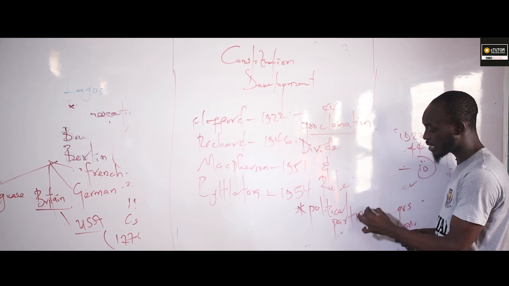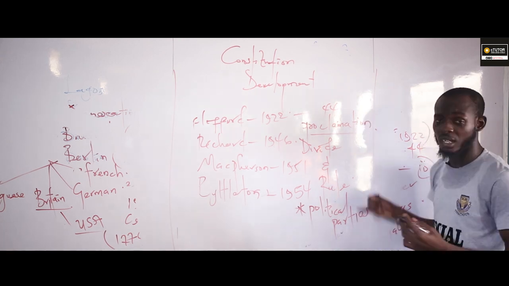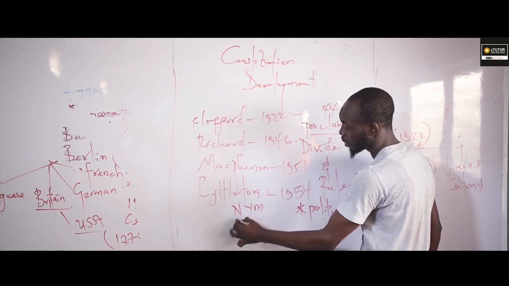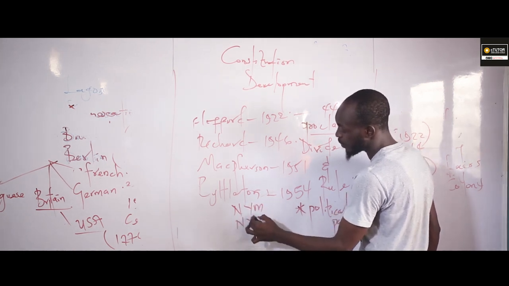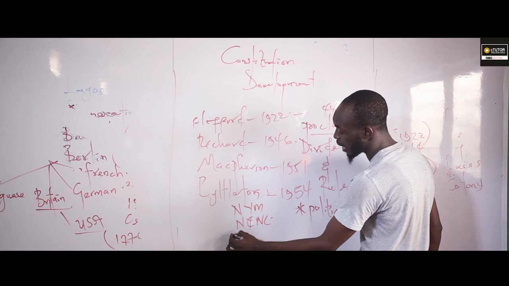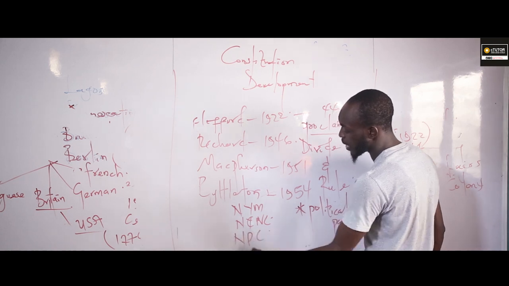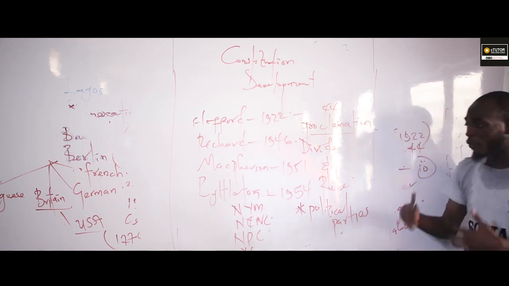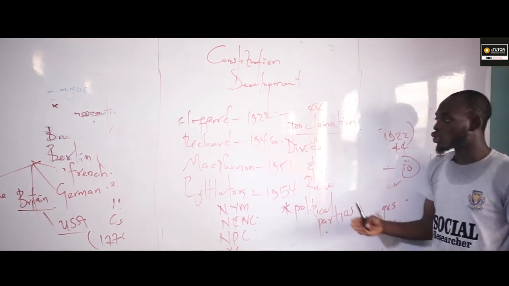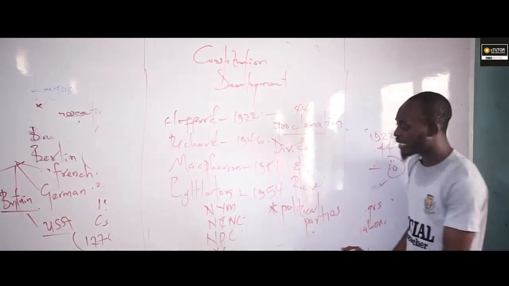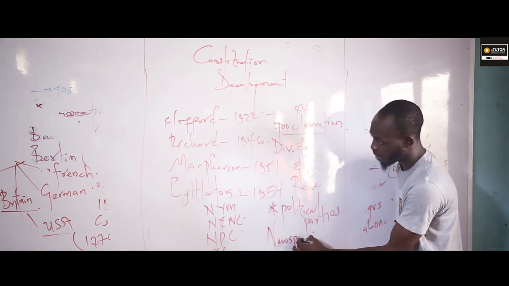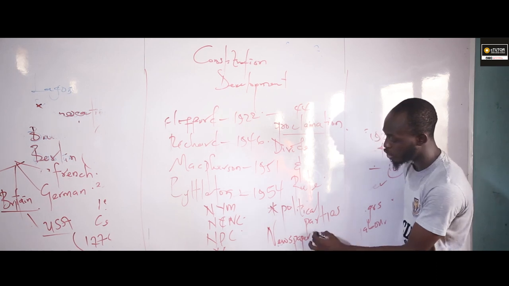So another essential characteristic that I made mention of is the creation of political parties. The first political party, NNDP, NYM, we have NCNC, we have NPC, and we have AG. Those are the political parties that were created before we got our independence. So, based on that, we also have the chances of creating our own newspapers.